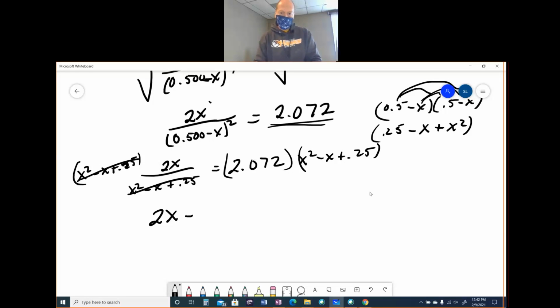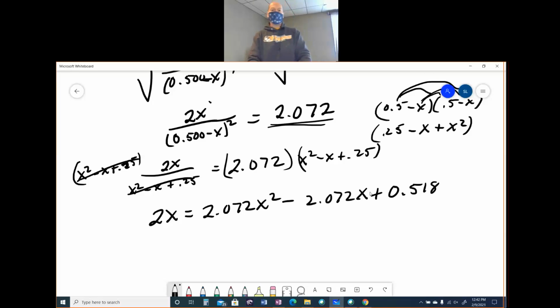So that is gone. I have my 2x, and that is equal to 2.072 x squared minus 2.072 x plus 0.518. All right, so then I'm going to subtract 2x from both sides, and then I have it into the form I want.